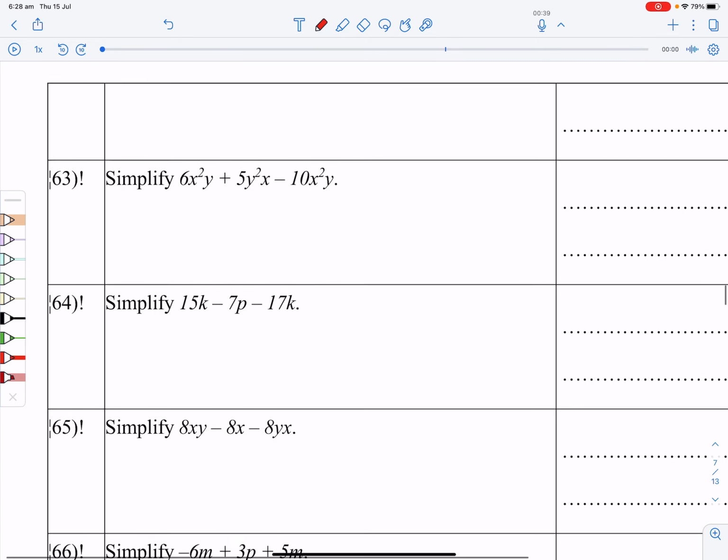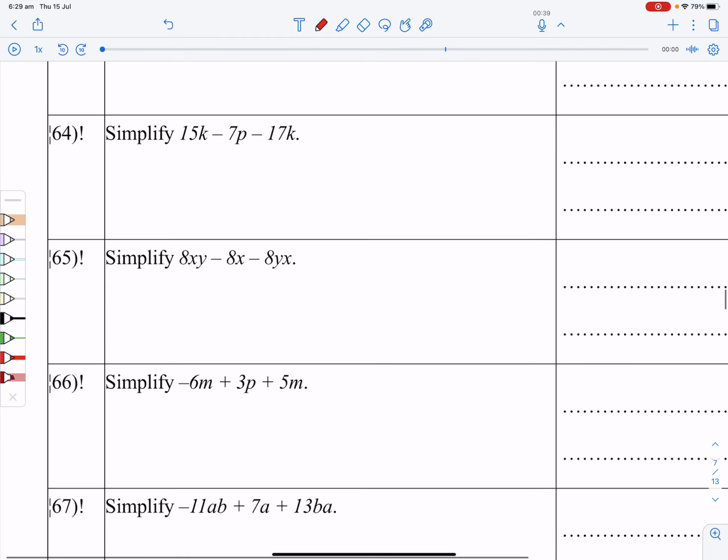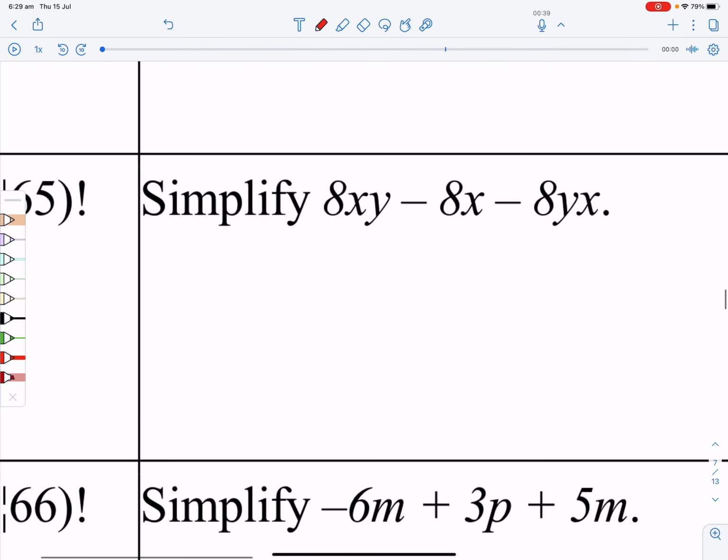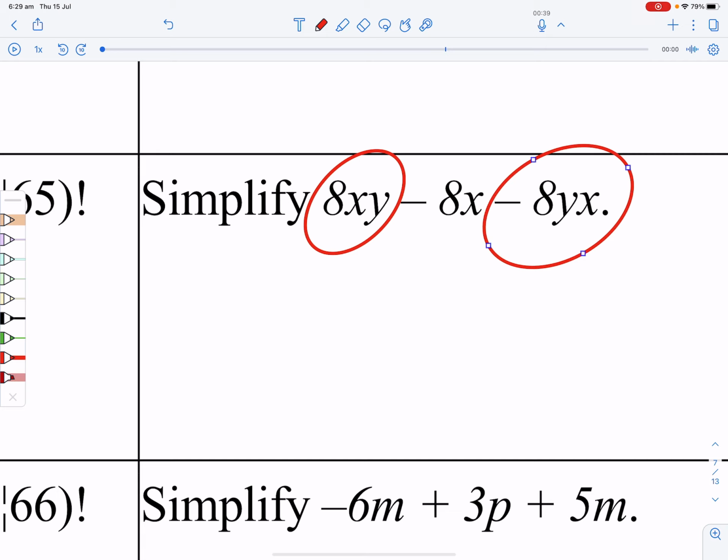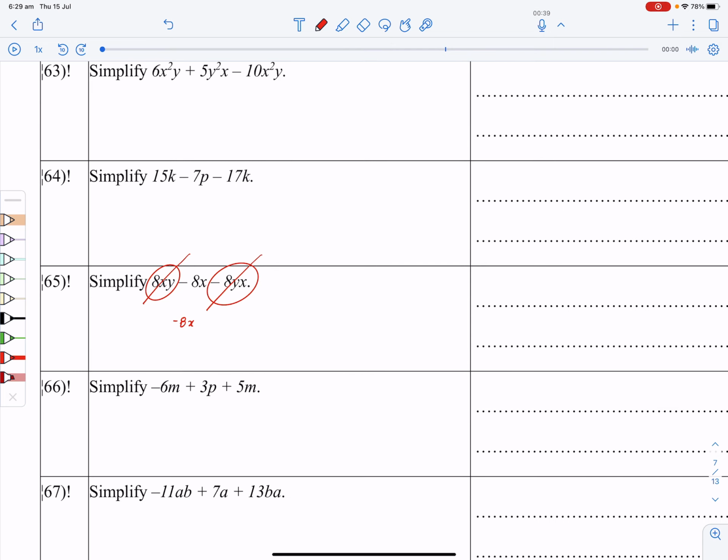Okay, so moving right along, let's have a look. Question 65. You got the 8xy, and over here as well. Okay. Remember, yx is exactly the same as xy. 8xy minus 8xy cancel each other out. It's basically 0. So you don't write anything down for that. And the minus 8x is left over. So that is now complete.